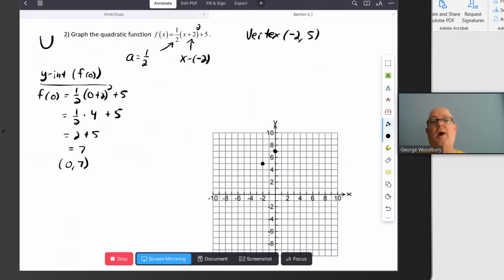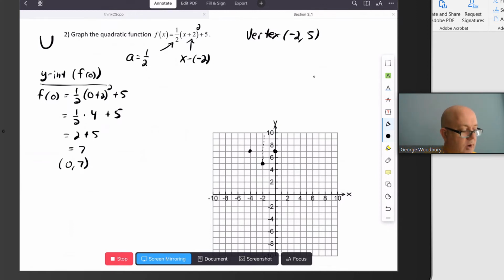Whenever I put the y-intercept on the graph, I like to find its symmetric point, its mirror point on the other side of the vertex. The line of symmetry goes through the vertex. That point is 2 to the right, so I can move 2 to the left of the vertex to get another point that I know is on there.